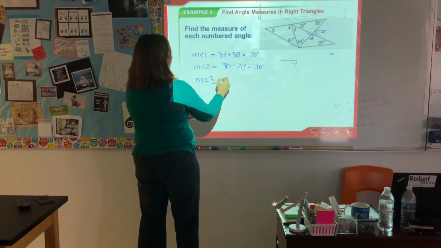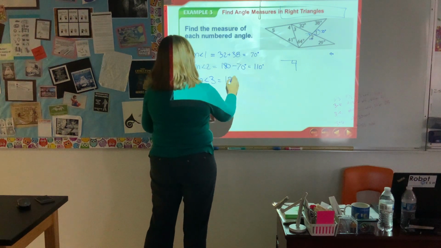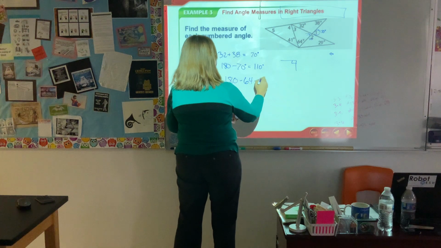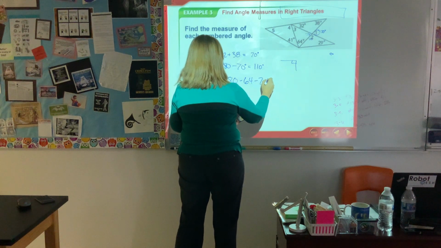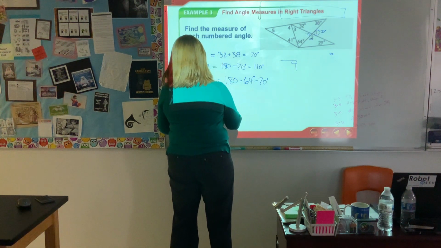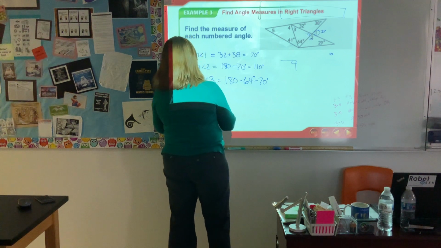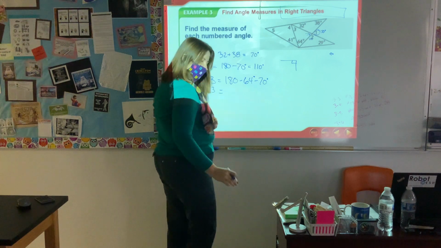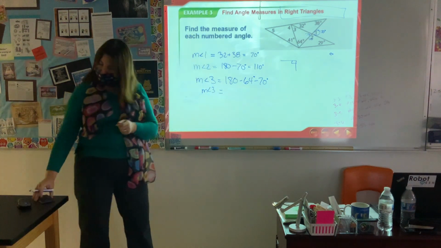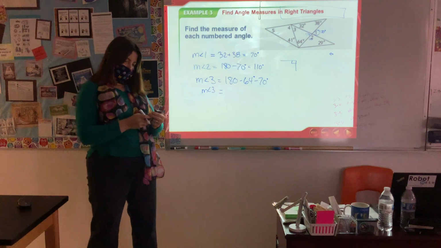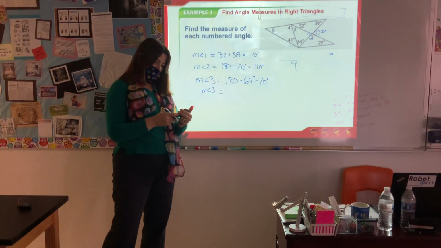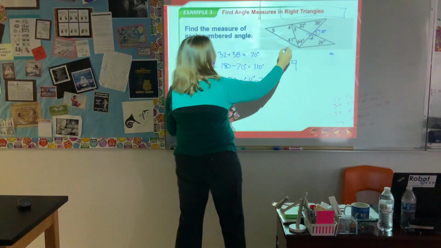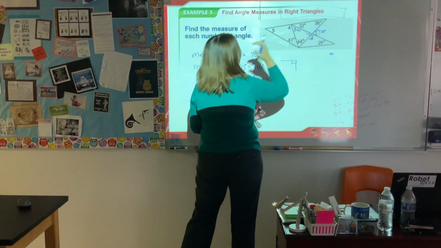Measure of angle 3 is 180 subtract 64, subtract 70 because of the triangle angle sum theorem. So the measure of angle 3 is equal to 110 subtract 64. 46. Okay.